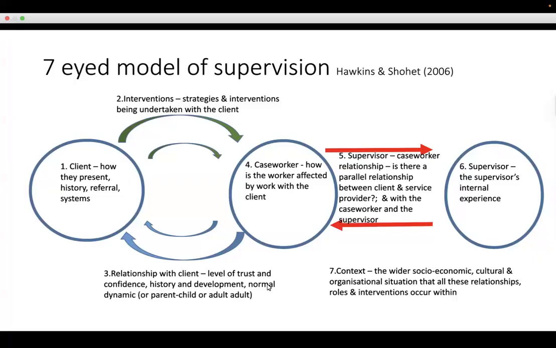So this is, again, one model of supervision developed by Hawkins and Shohet, and you don't have to take it in any particular order other than just considering all these steps and all these considerations which go into supervision, and how they are not mutually exclusive, but simply complement each other. And I believe that can be really helpful in your practice.